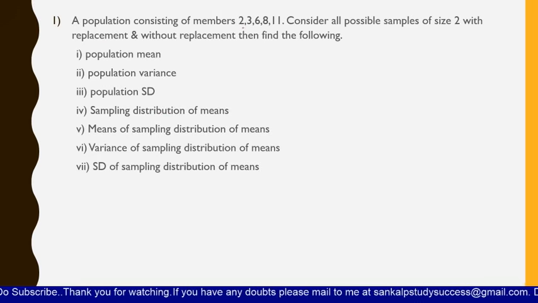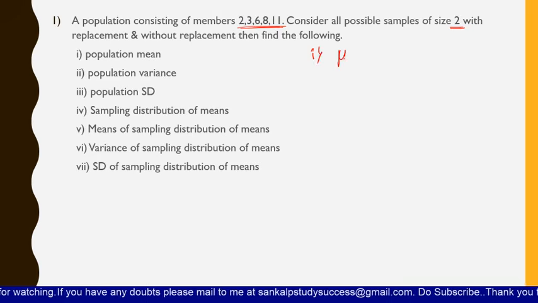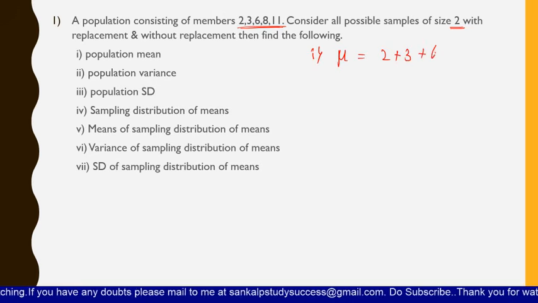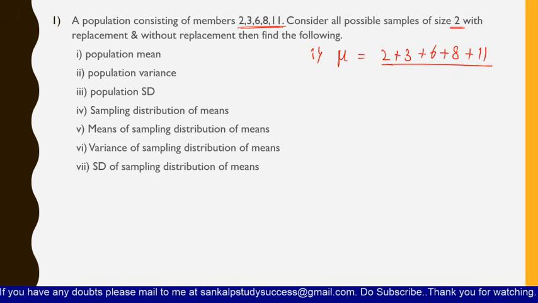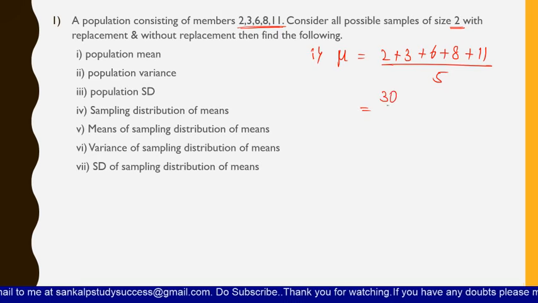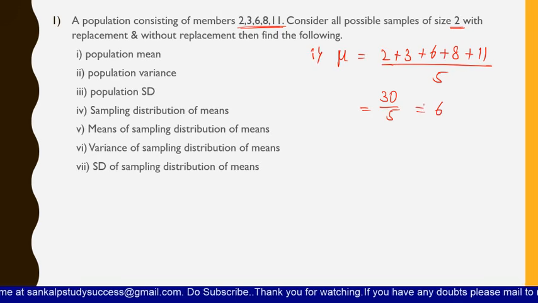In the same way you have to solve the problem, but we will just see it once. A population consisting of members 2, 3, 6, 8 and 11, and here the sample size is given as 2. Now how do you find out the population mean? 2 plus 3 plus 6, 8, 11, divided by 5, right? 8 plus 2 is 10, plus 11 is 21. 21 plus 6 is 27. 27 plus 3 is 30, right? 30 by 5 is 6. So we got the population mean as 6.